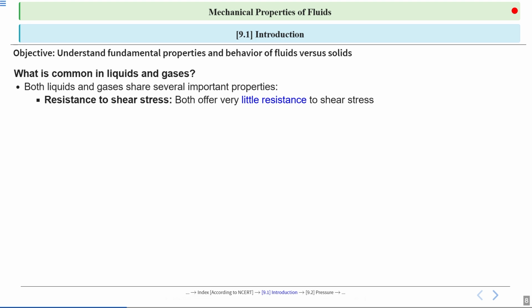So first is resistance to shear stress. Notice how both liquids and gases offer very little resistance to shear stress. This means they can easily change shape when a force is applied. Unlike solids which maintain their shape, fluids flow under stress.